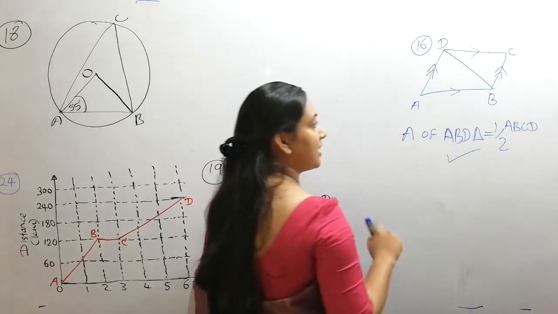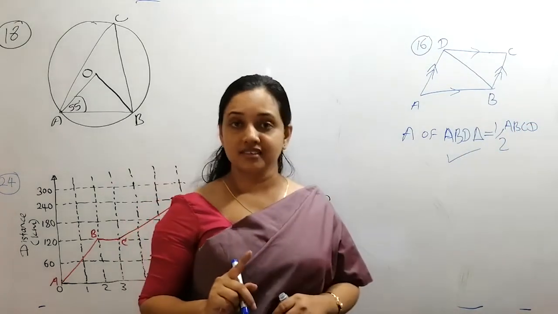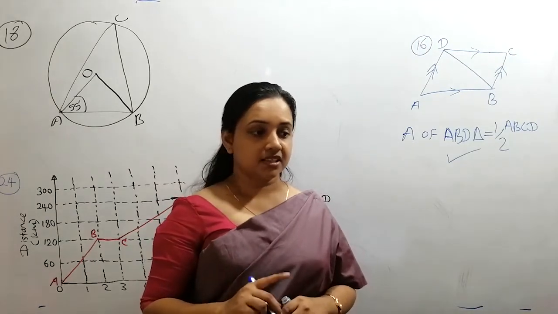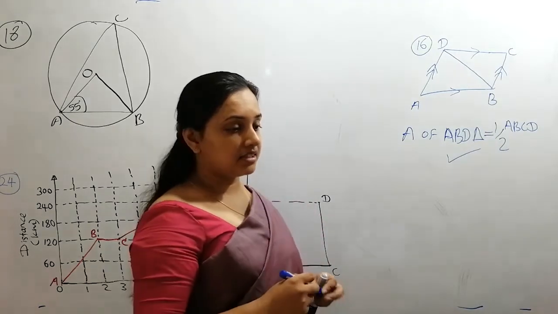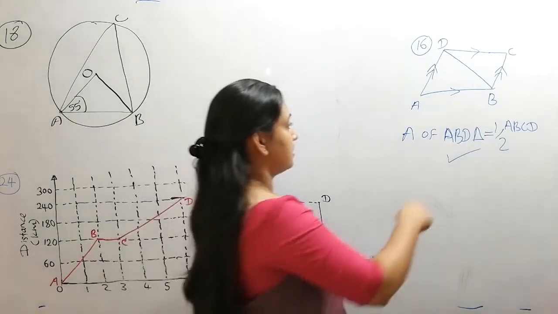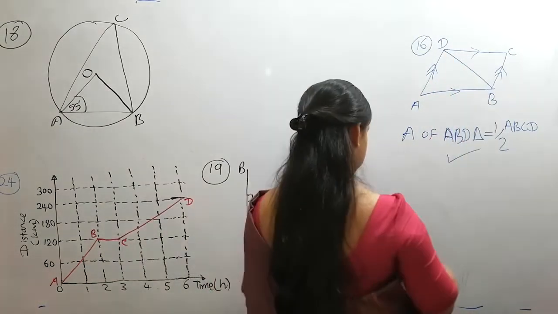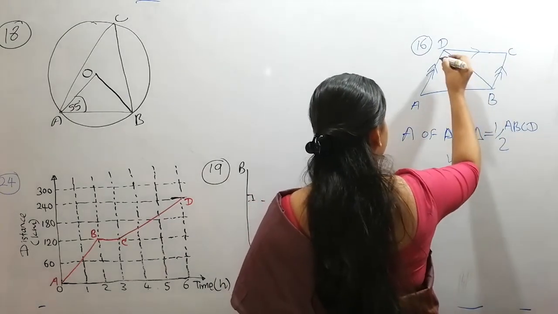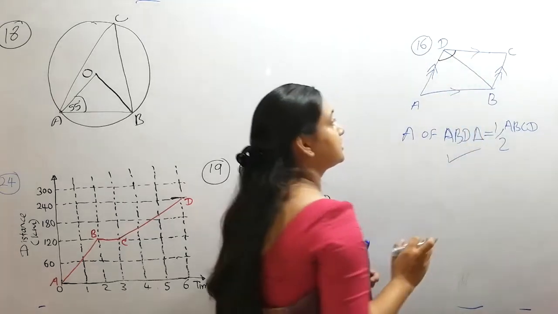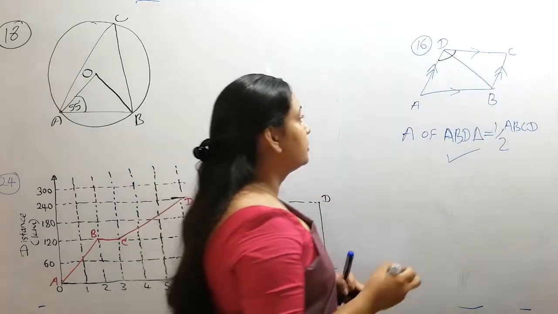And then look at the second statement. The diagonal DB bisects angle ADC. The diagonal DB, this is the diagonal. The statement is that the diagonal bisects this angle. Is it correct? Look carefully.